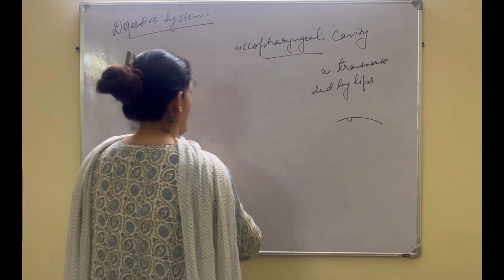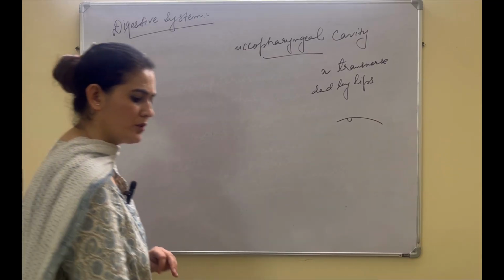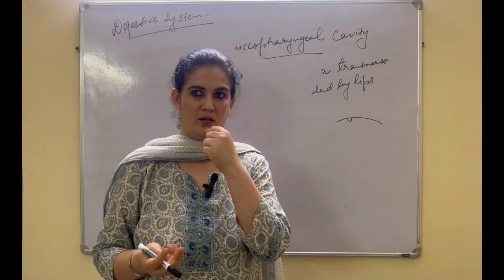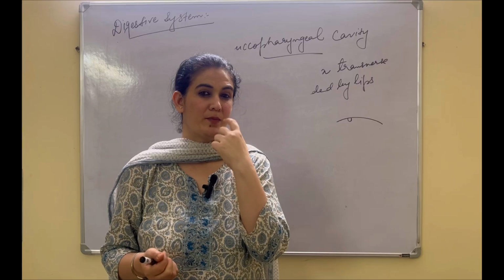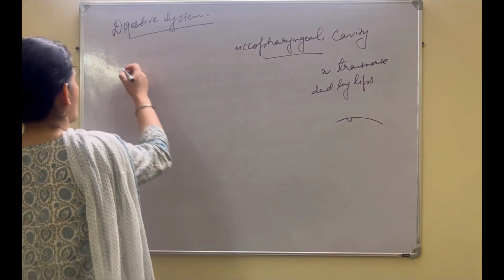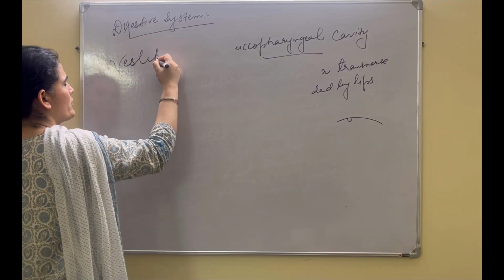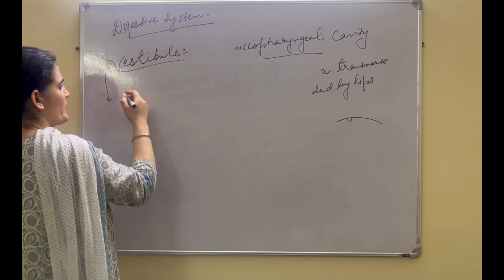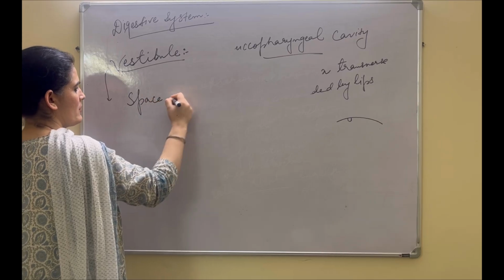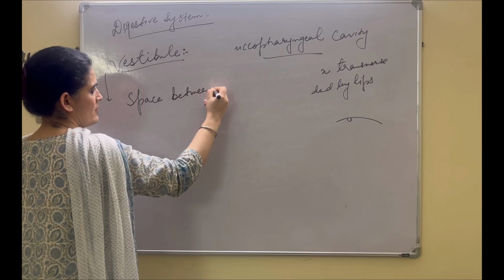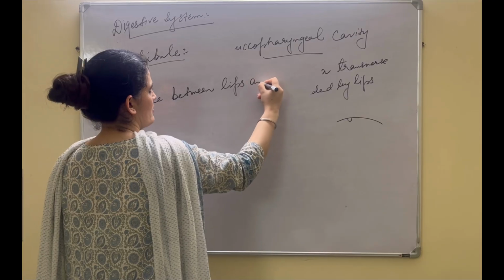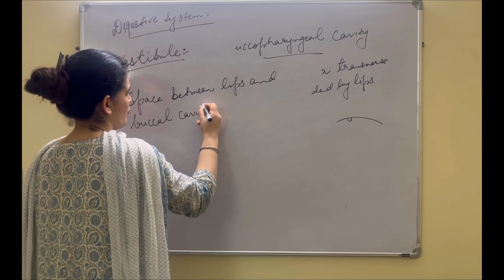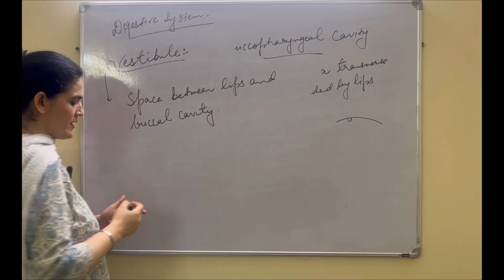Now the next is the tongue. But before talking about the tongue, there is a space between the lips and the buccal cavity that is called the vestibule. This is important. It can be asked as an MCQ, a multiple choice question. So what is the vestibule? It is the space between the lips and the buccal cavity. It's known as the vestibule.